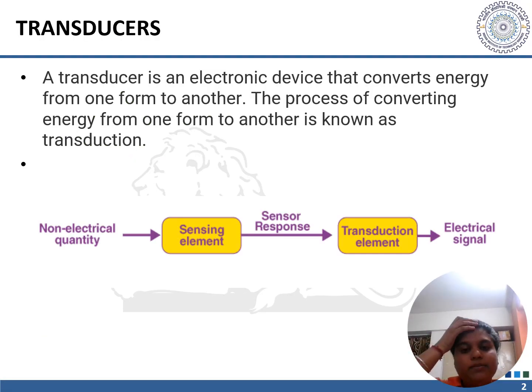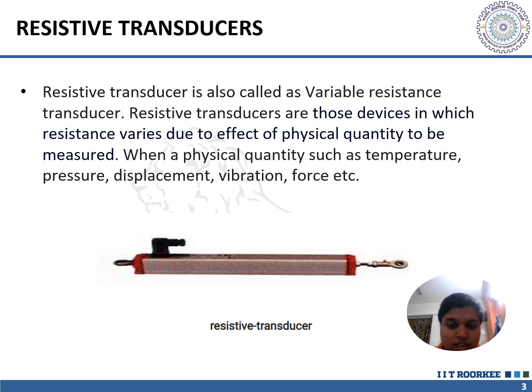First of all, I'll explain about transducer before going to resistive transducer. Basically, it's a device which converts one form of energy to another, and the process is called transduction. Resistive transducer basically sees the change in resistance and converts it into change in some other physical quantity. Resistive transducers are devices in which resistance varies due to the effect of physical quantities to be measured, and these physical quantities can be temperature, pressure, displacement, vibration, force, etc.